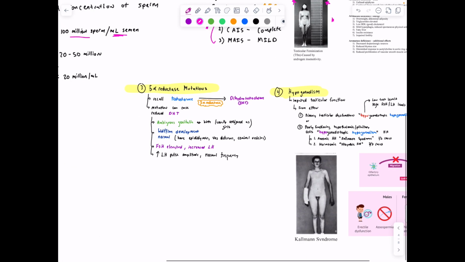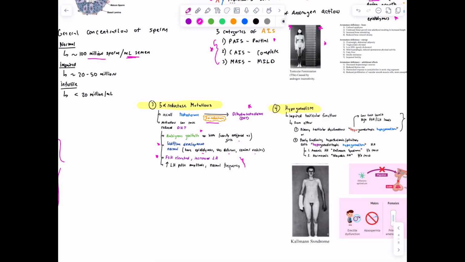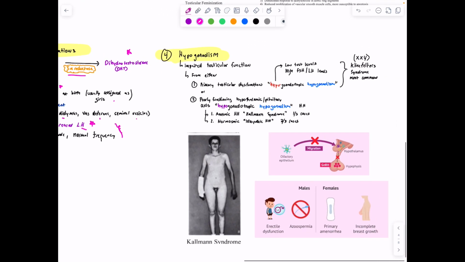All right, so moving on. What if you didn't have DHT as a result of a lack of 5-alpha reductase? And so DHT, we said, is responsible for external genitalia. So you're going to have ambiguous genitalia at birth, I mean externally, and generally be assigned as girls. Wolffian ducts, so the internal structures, will be normal. You'll have your epididymis, vas deferens, seminal vesicles, and then follicle stimulating hormone elevated, luteinizing hormone elevated, and presumably this is because if you have hypogonadism, then you don't have any feedback mechanisms to, say, lower this, so it's just going to continue to be increased. All right, which is similar in this case.